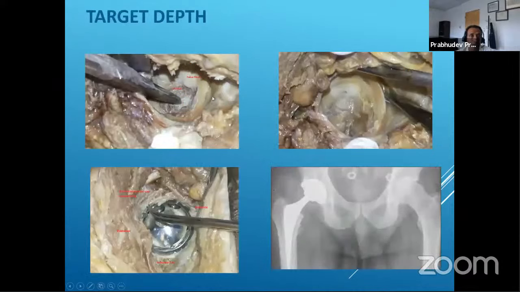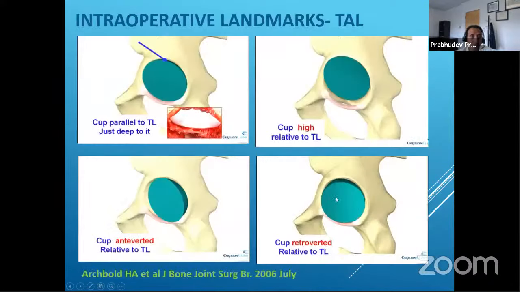So intraoperatively, again, achieving target depth is very important. So you need to ream medially, to ream through the pubic, ischial, and the iliac rims so that we get to the appropriate medial wall. Thereby, we can place the cup close to the teardrop. The transverse acetabular ligament is an important landmark to achieve appropriate height and appropriate anteversion of the cup.